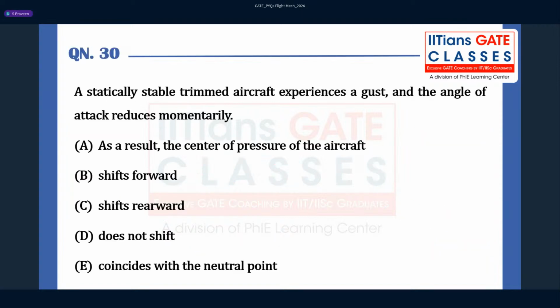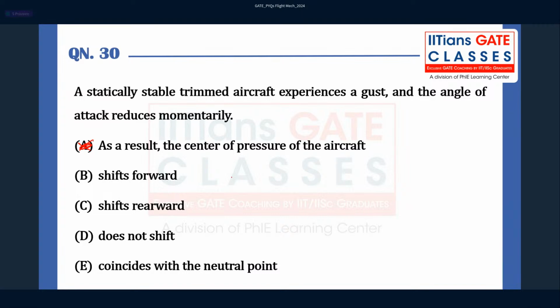A statically stable trimmed aircraft experiences a gust and the angle of attack reduces momentarily. So we have four options. What happens as a result? The center of pressure of the aircraft shifts forward, shifts rearward, does not shift, or coincides with the neutral point. Mind you, the earlier version of this option was a typo from our side.